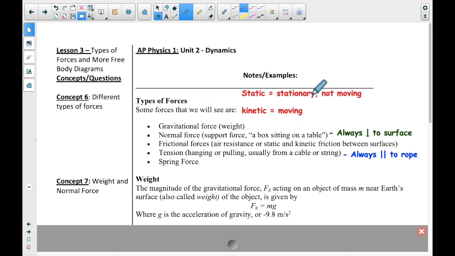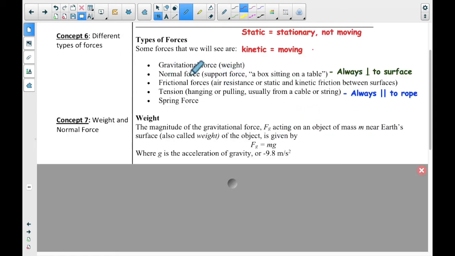that those forces are stationary or not moving. And then we have kinetic forces, which are forces that are moving. In this unit, we'll actually have both of those different kinds of forces. Here is a list of some of the forces that we will see. We have a lot of other forces that we can potentially look at, but these are some of them.